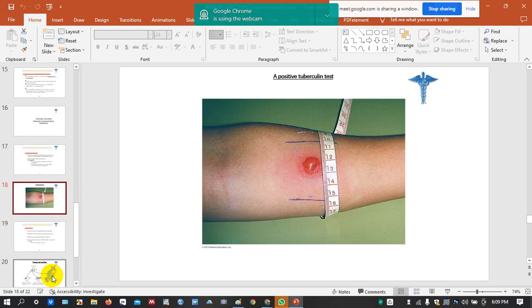So this is an example. This is the swelling. So this means that the person has been immunized before or has gotten the infection.